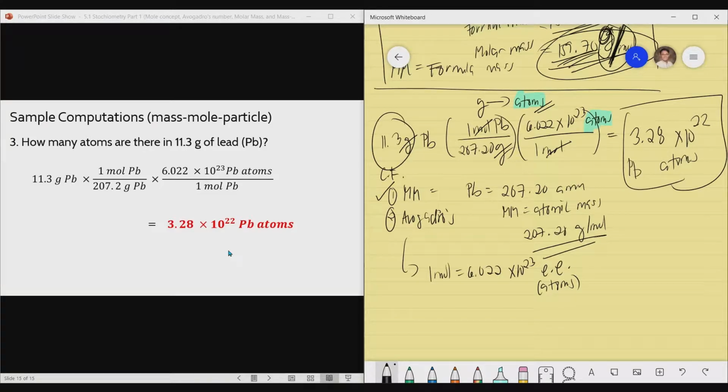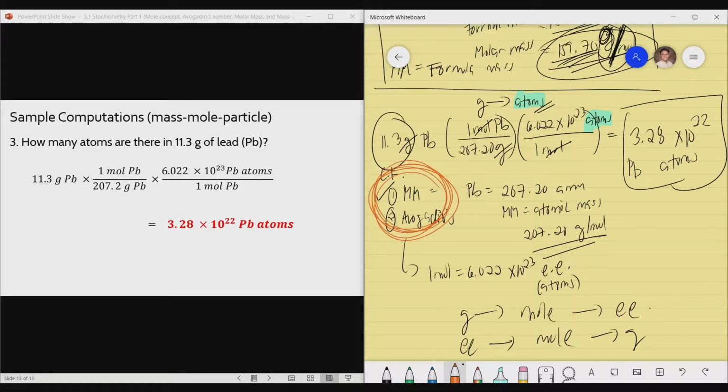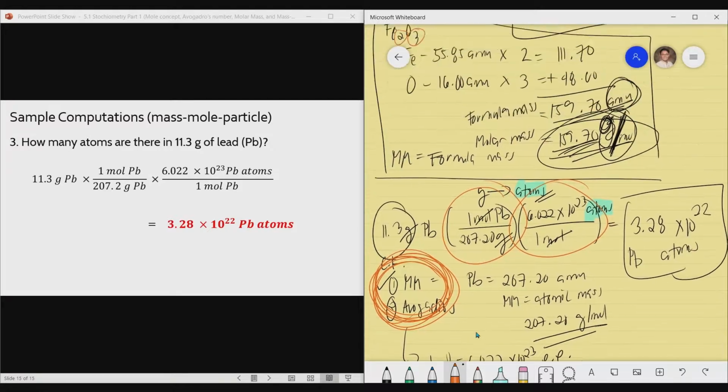Let me give a wrap up. If you want to convert mass, mole, particle, that could be grams into moles into any elementary entities, and the other way around, elementary entities into moles into number of grams, the conversion factors that you will use are molar mass and Avogadro's number. Two separate factors. It's just like the things that we've done in measurement. This time, we apply dimensional analysis, or measurement, in chemistry, literally.